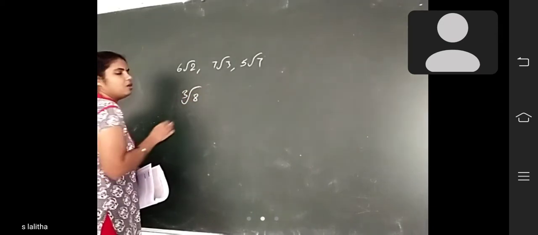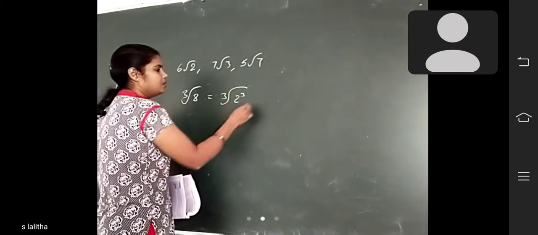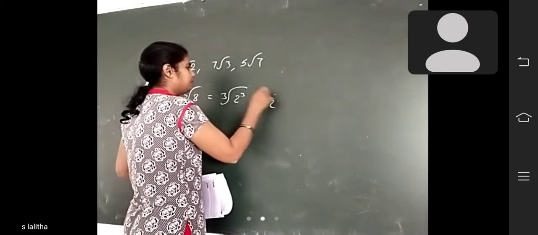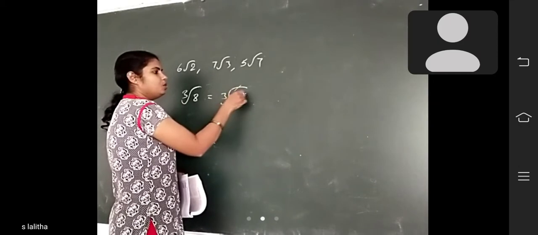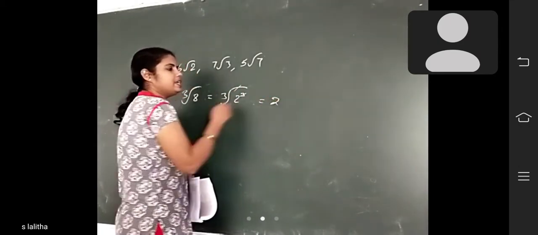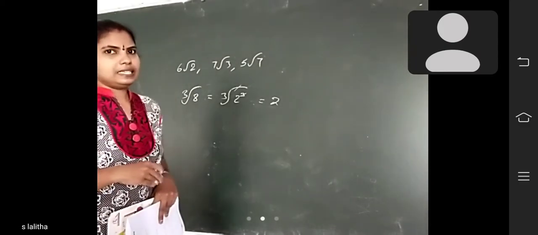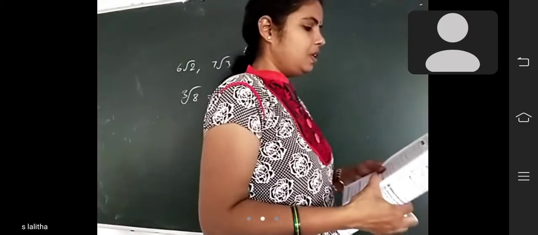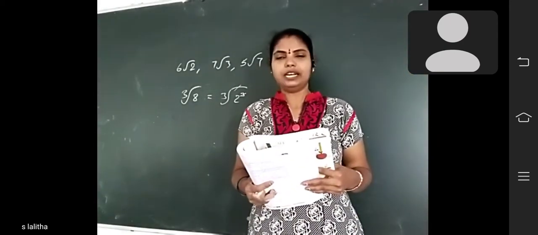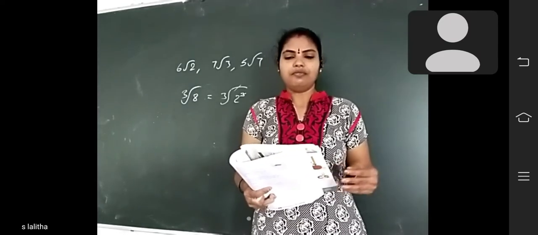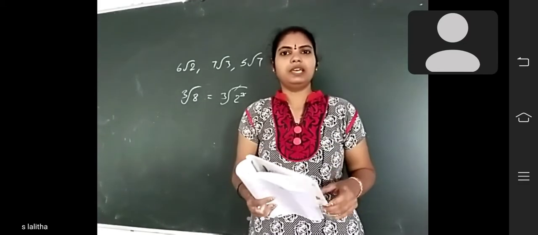Cube root of 8. How can you write this one? Cube root of 8 is cube root of 2 cube. Here the cube root and this cube will be cancelled. What is the answer? 2. 2 is a rational number. So cube root of 8 is not a surd. Every surd is an irrational number, but every irrational number need not be a surd.